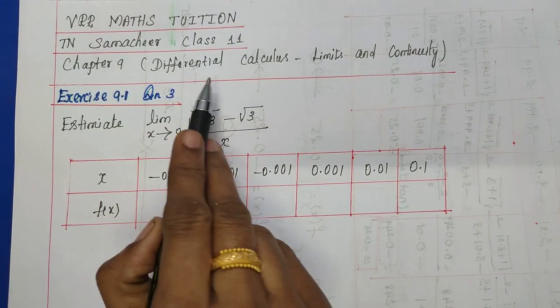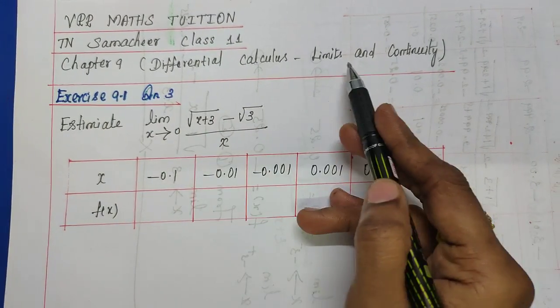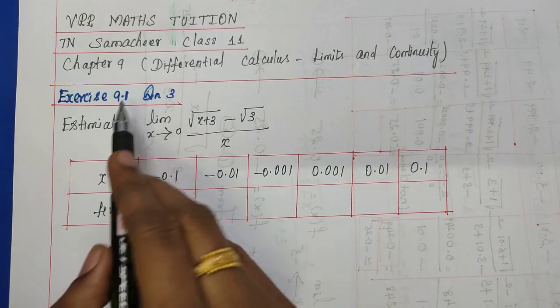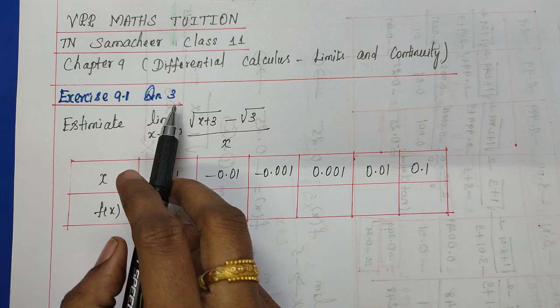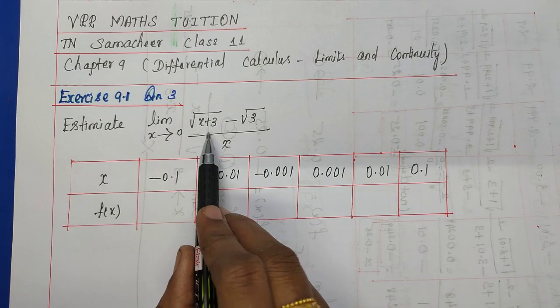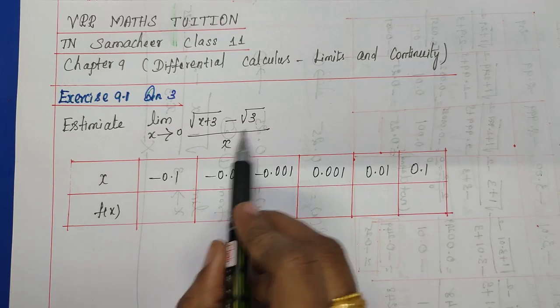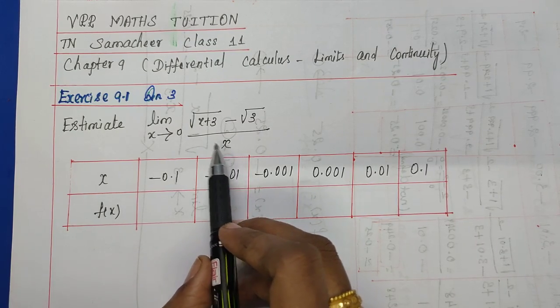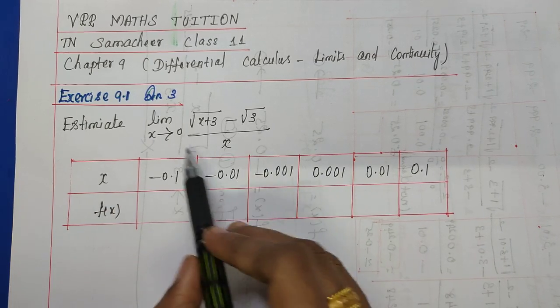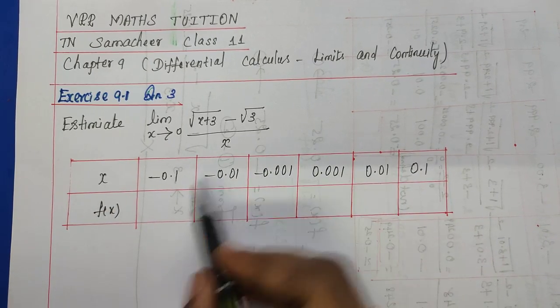Chapter 9, Differential Calculus, Limits and Continuity. Exercise 9.1, question 3. Estimate the limit as x tends to 0 of (root of x plus 3 minus root 3) divided by x. Estimate the value of the limit by using the calculator.